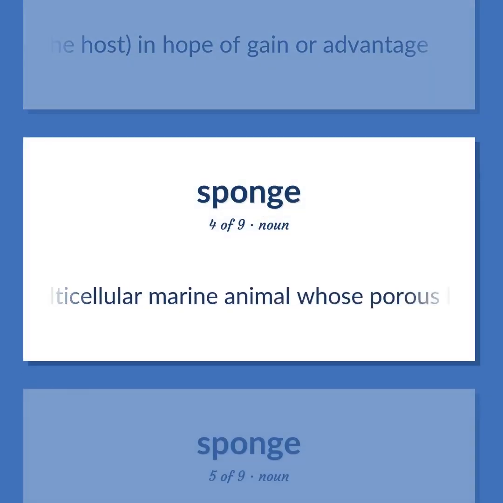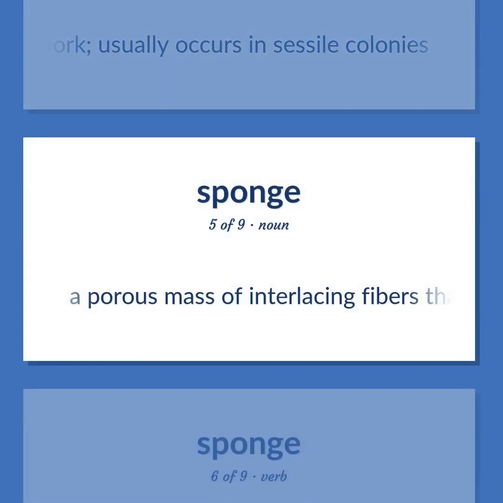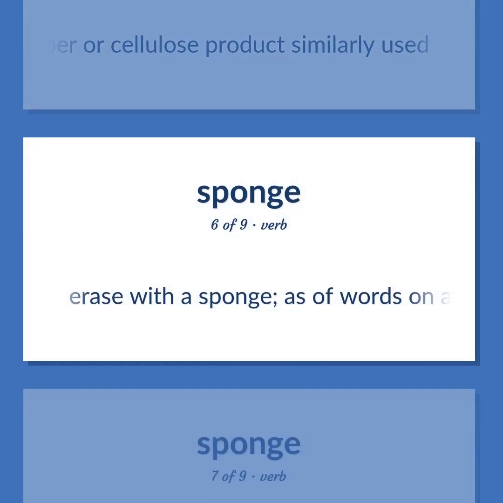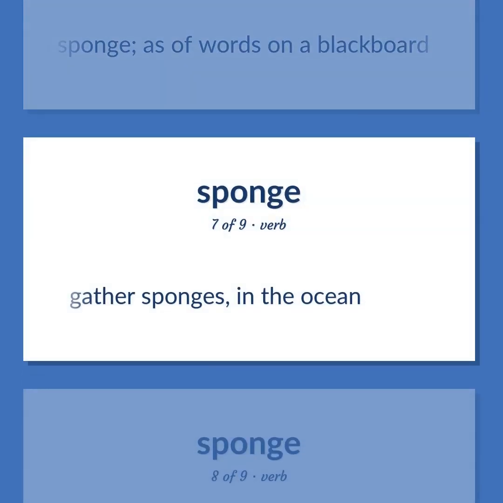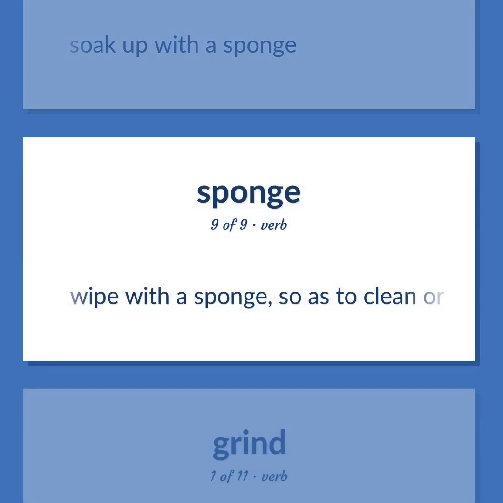Primitive multicellular marine animal whose porous body is supported by a fibrous skeletal framework, usually occurs in sessile colonies. A porous mass of interlacing fibers that forms the internal skeleton of various marine animals and usable to absorb water, or any porous rubber or cellulose product similarly used. Erase with a sponge, as of words on a blackboard. Gather sponges, in the ocean. Soak up with a sponge. Wipe with a sponge, so as to clean or moisten.